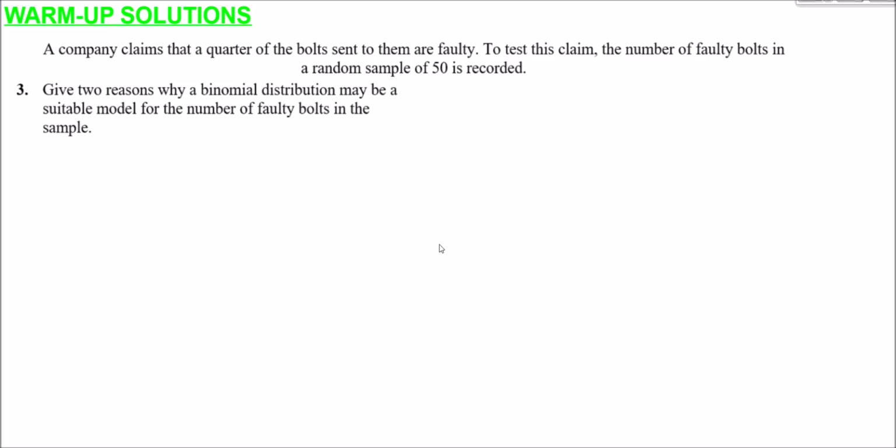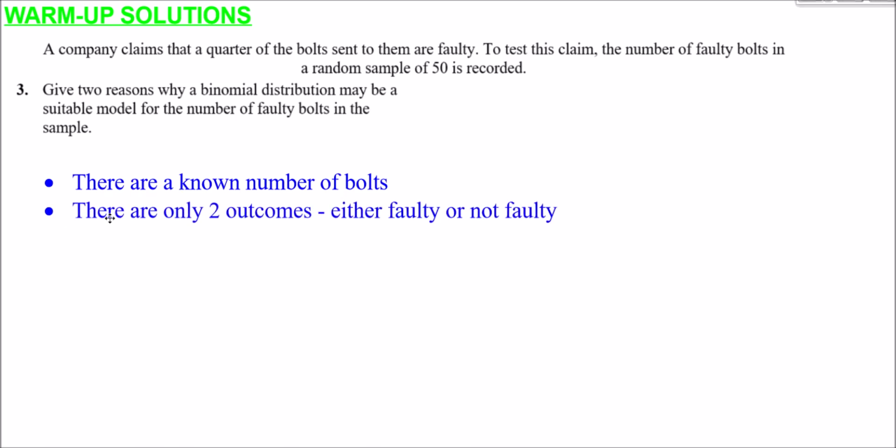The first thing to say for this one will be there are a known number of bolts. There's 50 bolts, so definitely say there's a set number of bolts, therefore a set number of trials. The second obvious thing, in my opinion, to say is there's only 2 outcomes essentially. Either a tested bolt is faulty or it's not faulty. And that's a key thing we need to model something with a binomial distribution. There has to be only 2 outcomes, and this scenario here fits that bill perfectly.